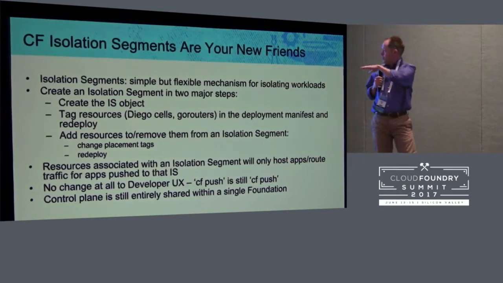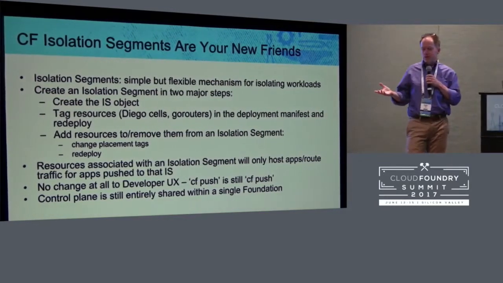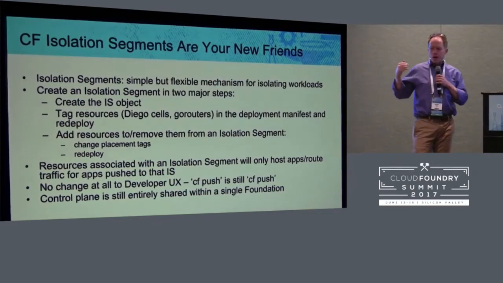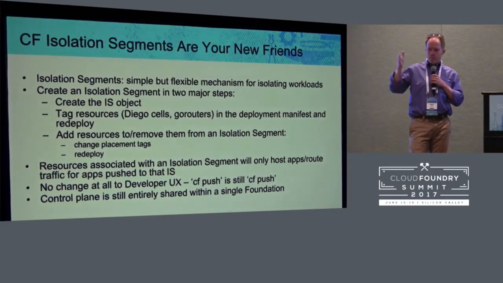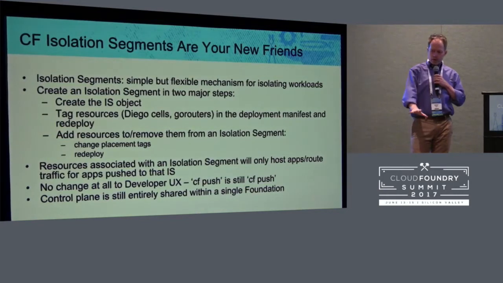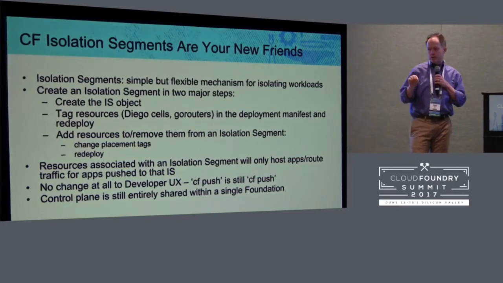And the resources associated with that isolation segment are only going to host traffic for that isolation segment. That seems kind of obvious, but I just want to underscore that. So the isolation is very strict. There's no sharing. All the cells within an isolation segment will only host apps that are pushed to that isolation segment.